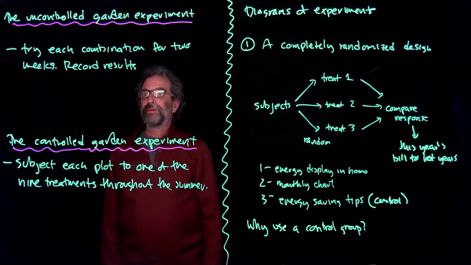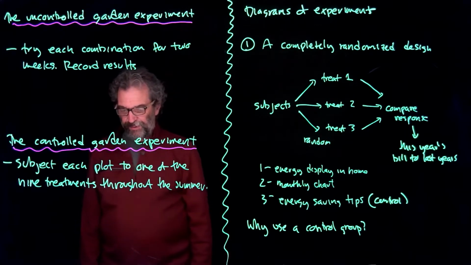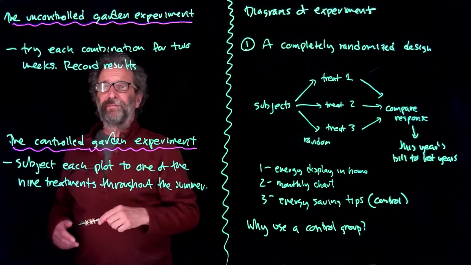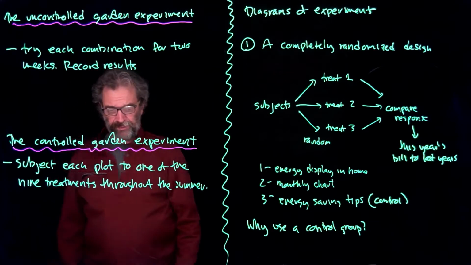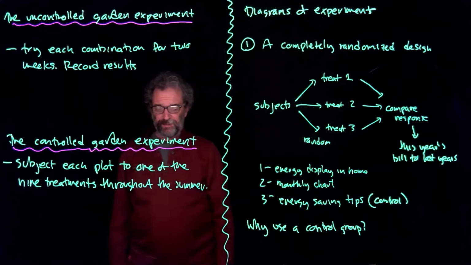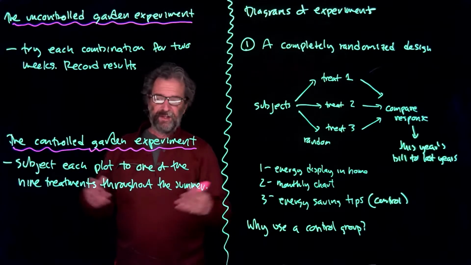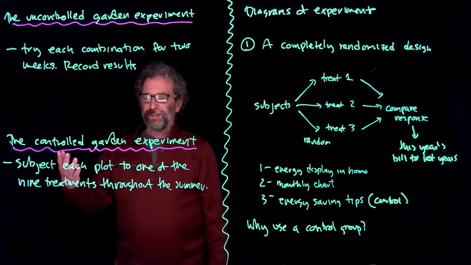So here's the uncontrolled experiment. I've got those 9 different treatments of water and sun. Try its combination on the whole garden for 2 weeks. Then record the results. So I just set up my watering system, water twice a day. I take the shade cloth off. I let it run for 2 weeks. I look at the plants and say, which ones are healthiest?